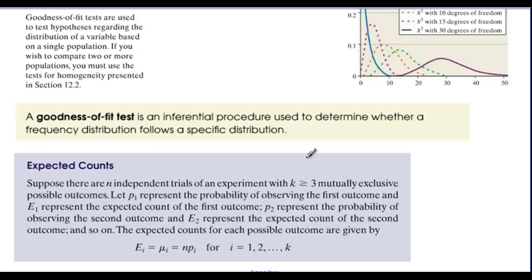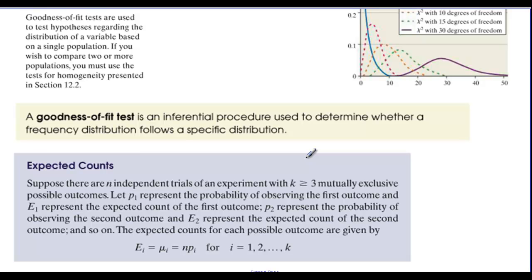Suppose there are n independent trials of an experiment with k being greater than or equal to 3 mutually exclusive possible outcomes. Now I want to point out k is talking about categories. In reference to M&Ms, that could be yellow and green and blue. So at least 3 different categories, and they have to be mutually exclusive, so you can't be blue and green at the same time, at least not if you're an M&M. And same with age brackets. You couldn't fall into more than one age bracket.